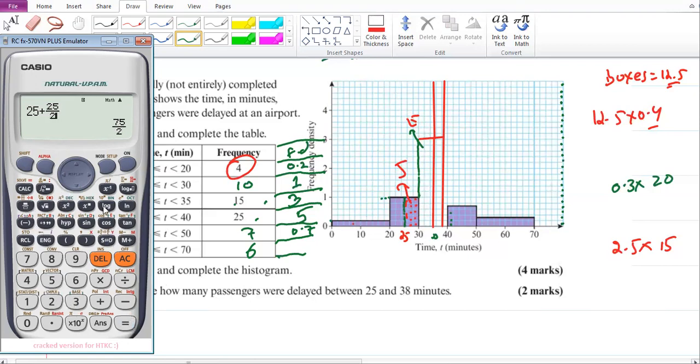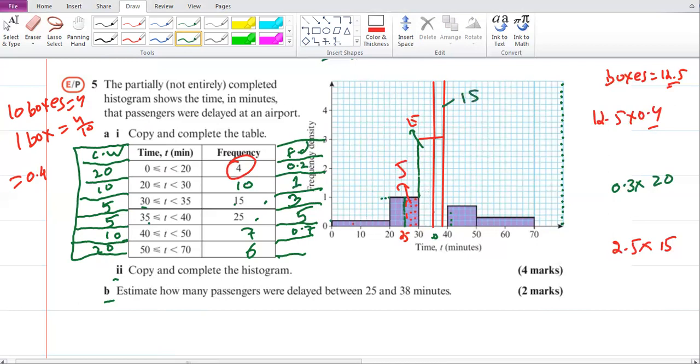So total number of boxes are 37.5. Each box represents 0.4 people. So multiply with 0.4, we will get 15. It means 15 are in this one also. So how many total people will be? It will be 5 from 25 to 30 plus 15 plus 15. So total 35 people will be there.